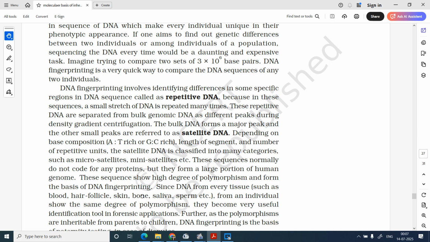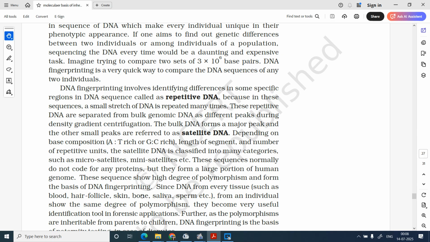Depending on base composition (A:T rich or G:C rich), the length of segment and number of repetitive units, the satellite DNA is classified into many categories such as microsatellites and minisatellites, etc. These sequences normally do not code for any proteins, but they form a large portion of the human genome. These sequences show a high degree of polymorphism and form the basis of DNA fingerprinting.